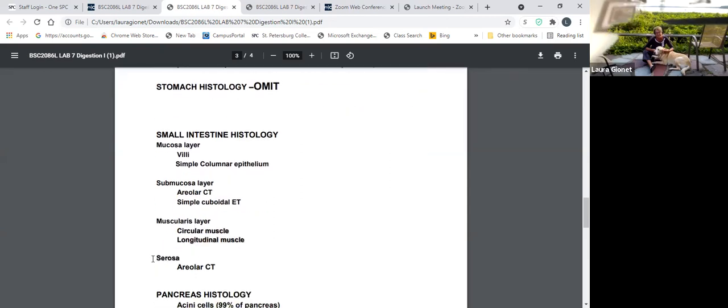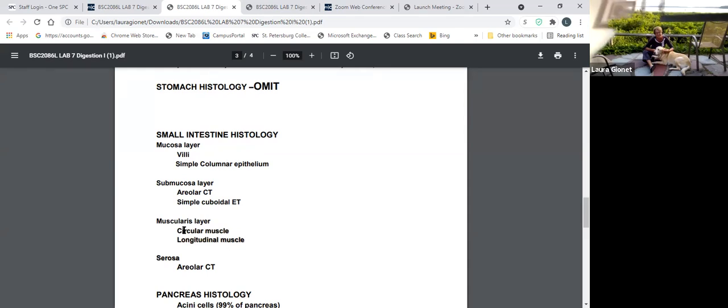Okay, then we have the submucosal layer that is composed of areolar connective tissue and simple cuboidal epithelial tissue, because we will have some mucus glands there. So far, very similar to the trachea. Then we have a muscularis layer. Now, the muscularis layer is going to have two layers of muscle. We have this inner circular muscle layer and the outer longitudinal muscle layer.